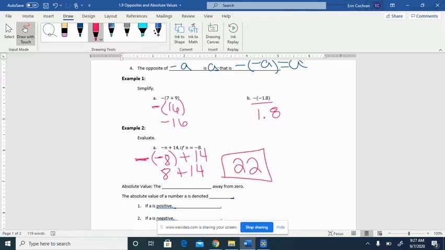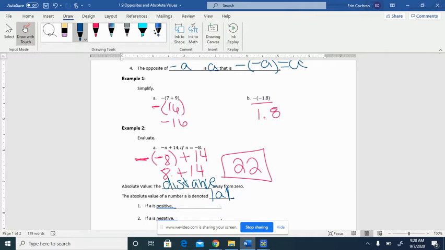All right, absolute value. Absolute value is the distance away from 0. And if we talk about distance, distance is always positive. It's always positive because whether you walk forward or walk backwards, you're still getting a positive distance. You're still adding miles onto your steps. The absolute value is denoted with these bars, so the absolute value of A.